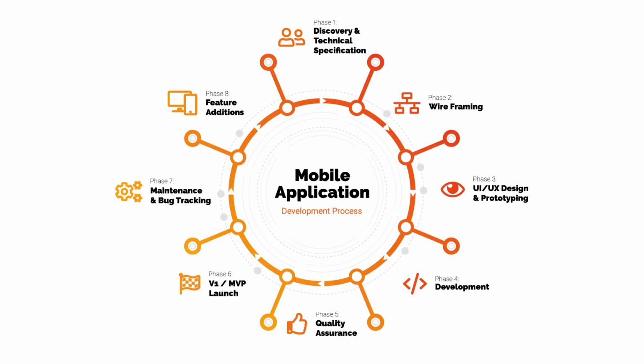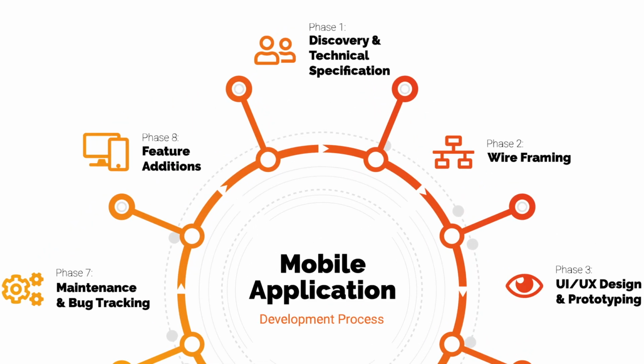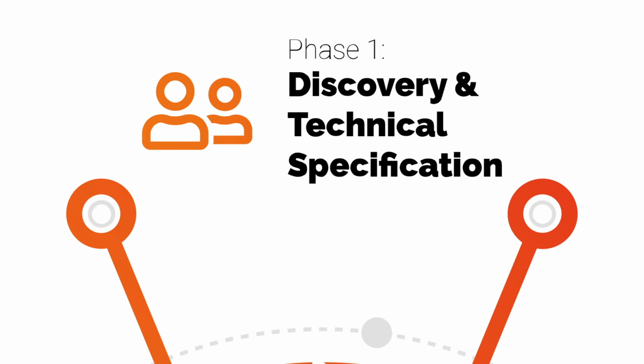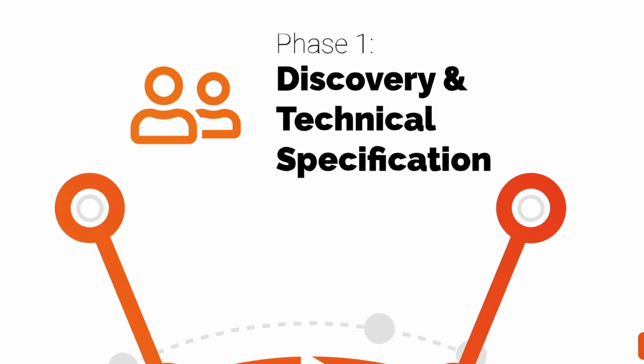We have an 8-step application development process. And with that, we pretty much always start with a technical specification sheet, or a spec sheet. And that spec sheet is really a blueprint for the project of how we're going to build it and what tech stacks we're going to use, what features it's going to have, the budgets, the timelines.